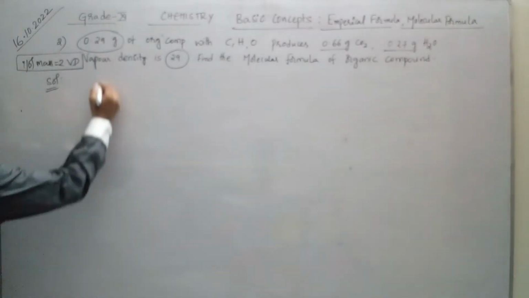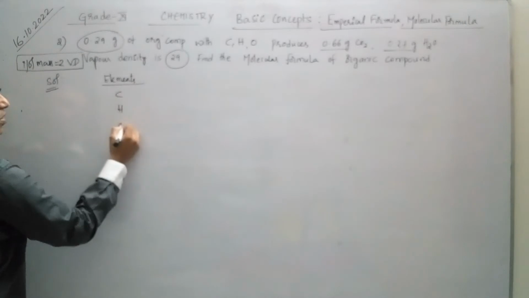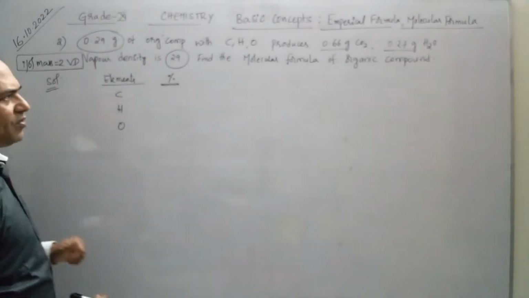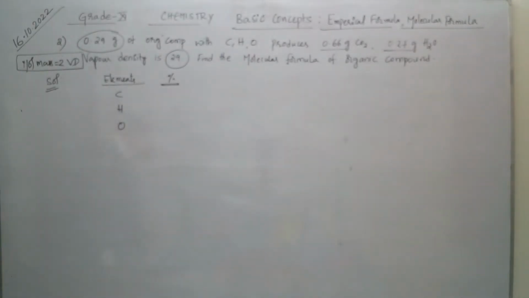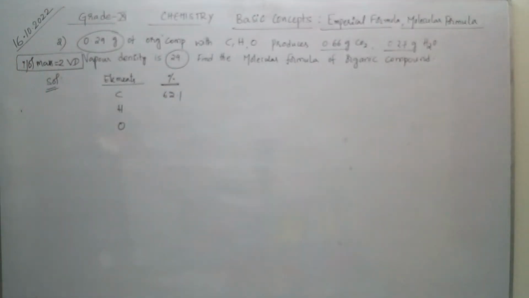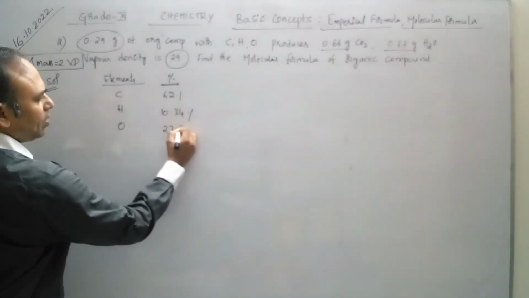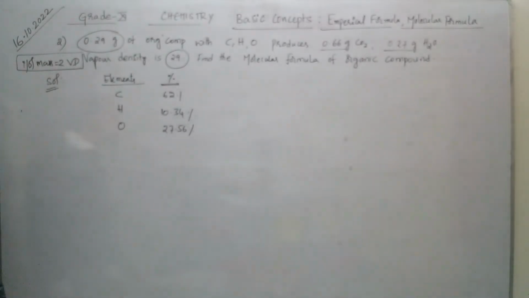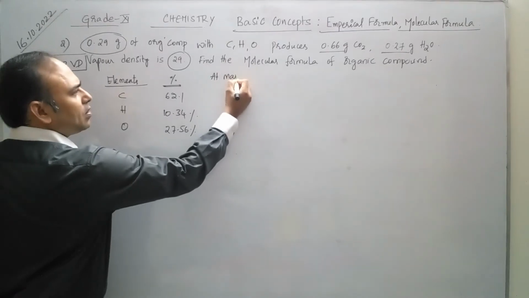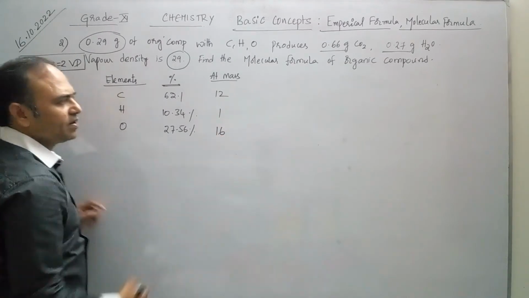So what is the first column? The first column will be elements: carbon, hydrogen, oxygen. Second column, percentage. What we have calculated, that percentage we are writing: 62.1, next we got 10.34 and 27.56%. So we have calculated this. As usual, the third column will be your atomic mass: carbon 12, hydrogen 1, oxygen 16.